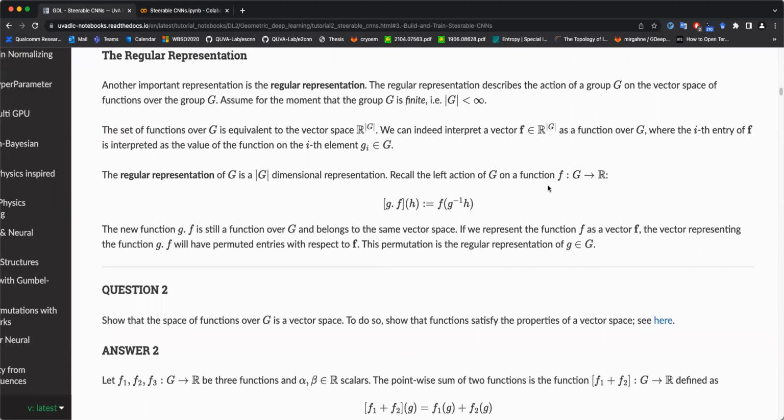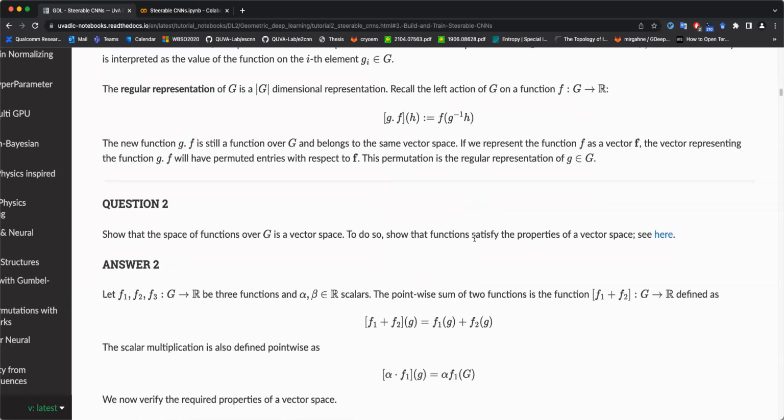So, okay, the point is that now this function f, we can actually represent it as a vector, right? So the goal now is essentially turning this equation into a matrix that permutes the entries of this vector.